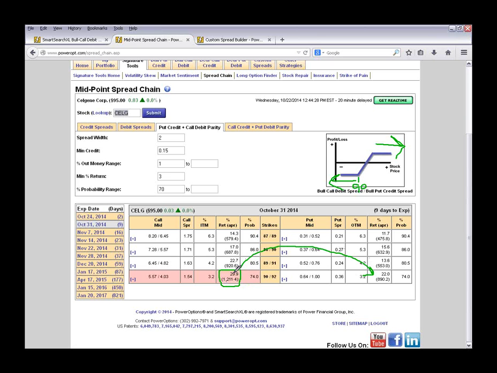However, you always want to evaluate. If you decided you like the credit spread, you always want to evaluate this parity view to make sure you're selecting the trade with a similar risk-reward profile that gives you the best bang for your buck.